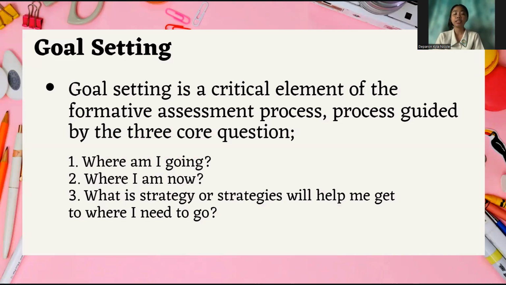Now let's define what is goal setting. Goal setting is a critical element of the formative assessment process guided by the three core questions. First question is, where am I going? Second is, where am I now? Third is, what strategy or strategies will help me to get to where I need to go.